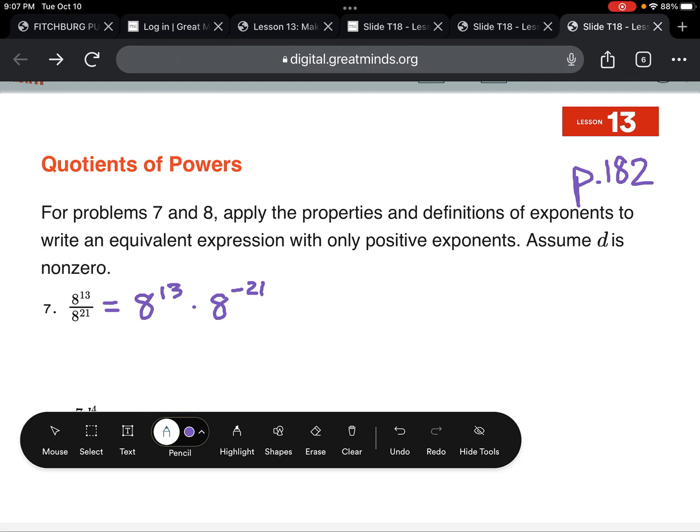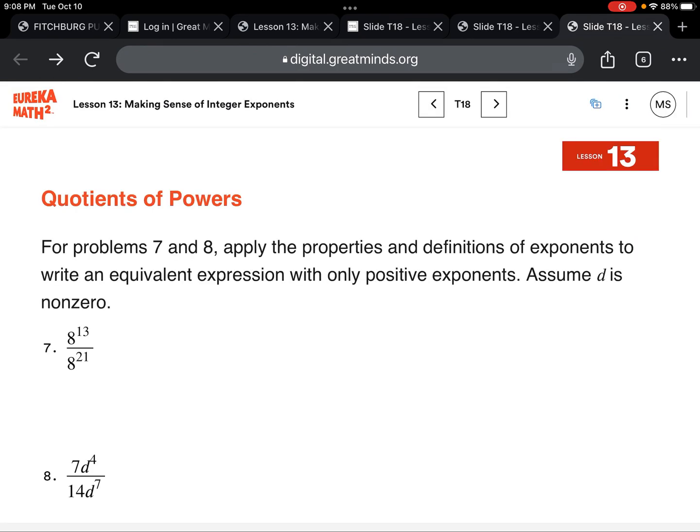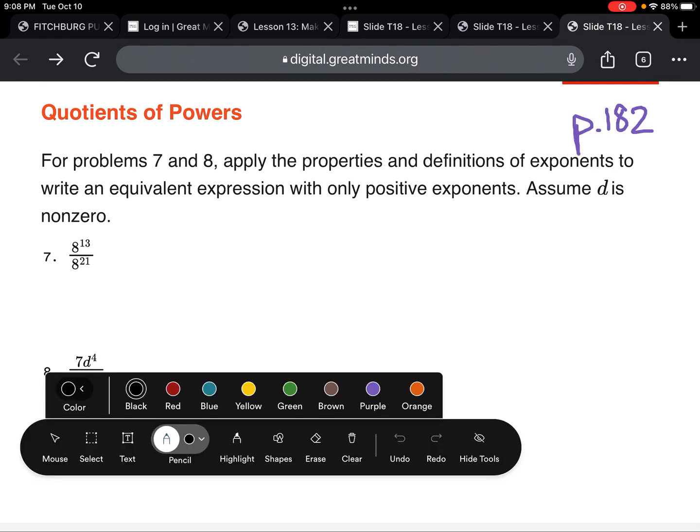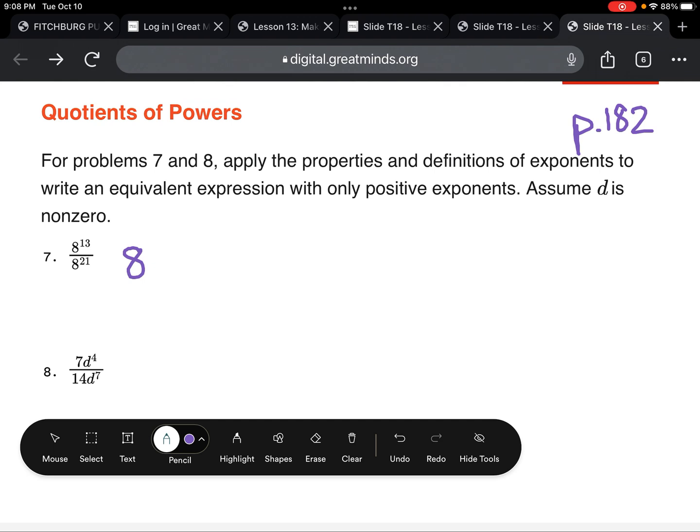So I can say this is equivalent to, now my calibration is off again on my Apple Pencil. Yeah, I can't do that. Let me refresh again. This Great Minds website has been acting so weird all day. All right, I'm going to do this without going back to another page. So hopefully we can get through this.